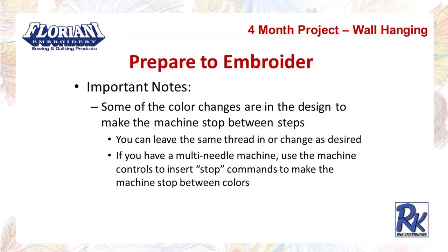Now, before we start embroidering, it's important to note that most of the color changes in this design are there simply to make the machine stop between the steps, and that's so we can put our batting and fabric pieces, etc., down. And you have the option of leaving the same thread in all the way along, or you can change it as desired. But if you have a multi-needle machine, it's important that you use the machine controls to insert the stop commands to make the machine stop between colors, and that will keep it from zooming on and stitching the next color and not stopping.